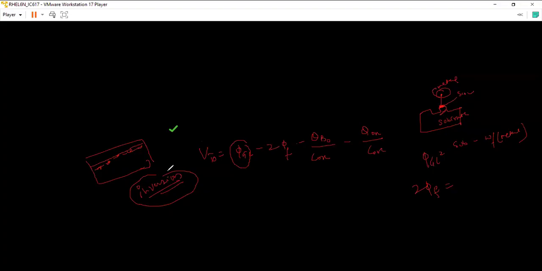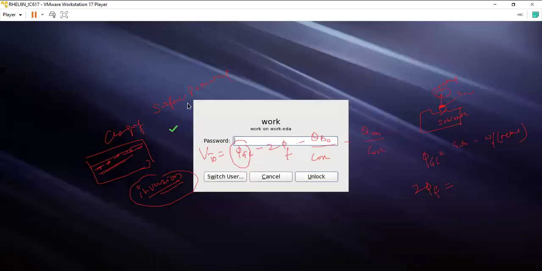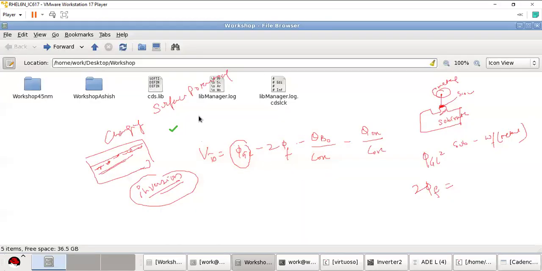To do this to the 2 phi F, we need this. This is called changing the surface potential. This 2 phi F relates to the externally applied gate voltage that will be changed to achieve the surface inversion, to change the surface potential by 2 phi F. So that is 2 phi F.